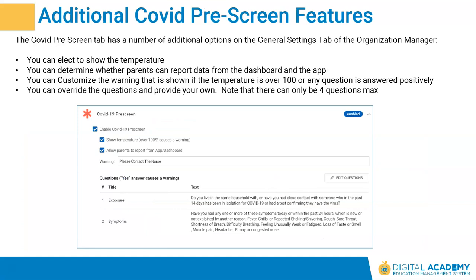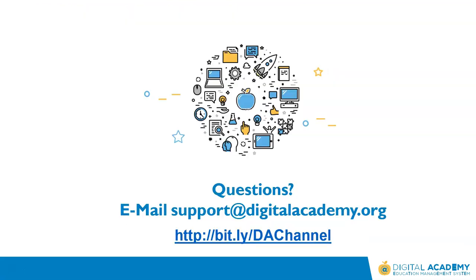COVID pre-screen also has a number of options on the General Settings tab of the Organization Manager. You can select whether or not to show temperature. You can determine whether parents can report data from the dashboard or the app, and you can customize the warning that is shown if the temperature is over 100 or if any questions are answered positively. You can also override the questions and provide your own. However, there can only be 4 questions.